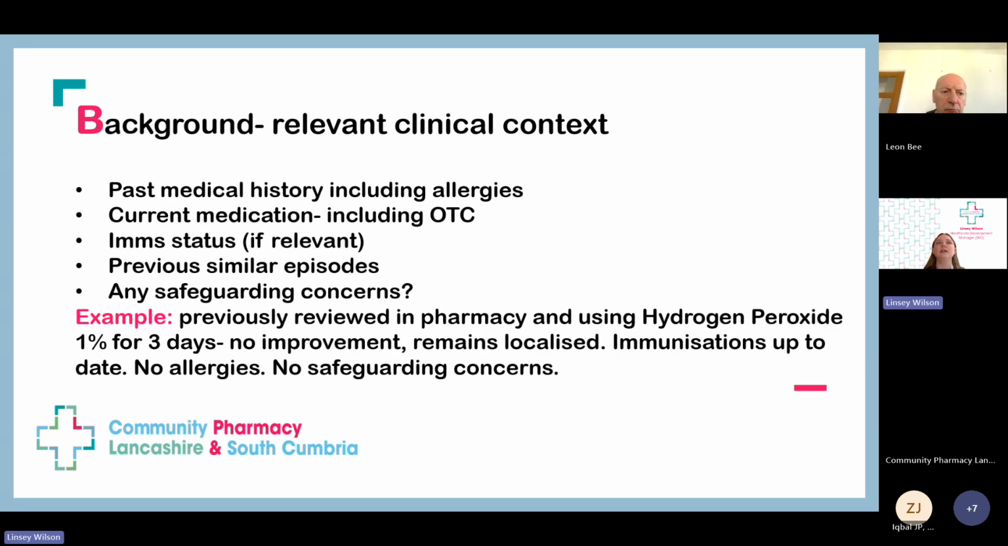Background. Any relevant clinical context. So she's previously been reviewed in community pharmacy, and she's been using hydrogen peroxide for three days, but there's no improvement. Remains localized, hasn't spread anywhere. Her immunisations are up to date. She's not got any allergies, and at the moment I've got no safeguarding concerns. So that gives us a basic understanding of what's been happening over the last few days and what's caused Jessica's mum to bring her back in.